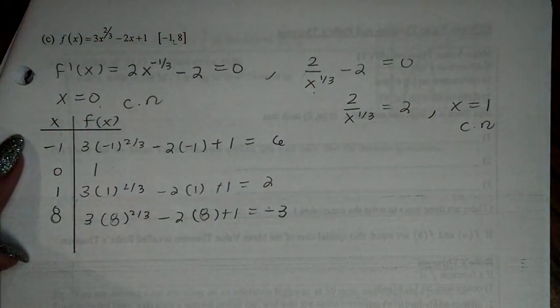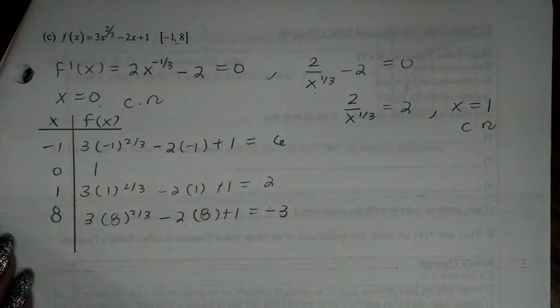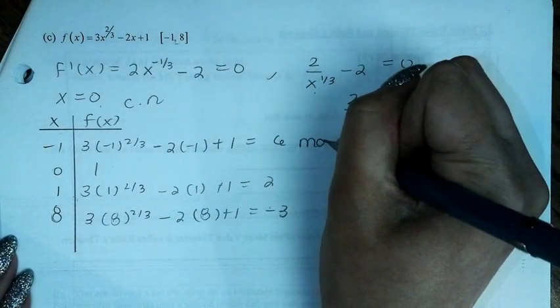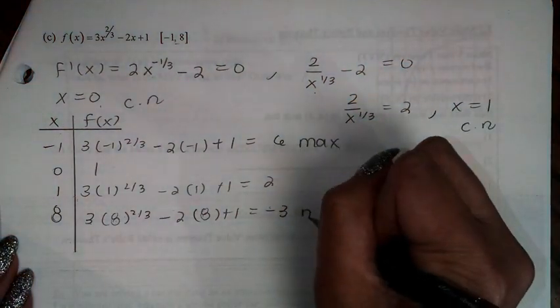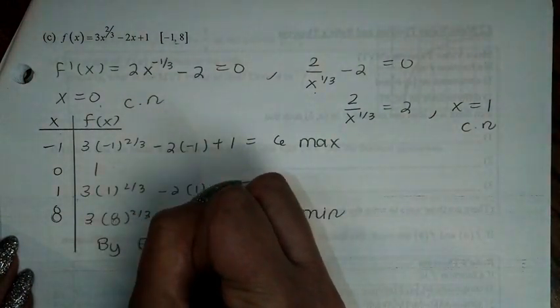What happens here? Look at the numbers 6, 1, and 2. Negative 3, excuse me. Which one is the highest number that we have? This guy. What's the lowest number that you have? The negative 3. That's a min. So by extreme value theorem, what do you have here?